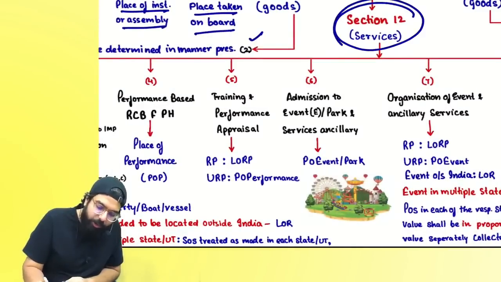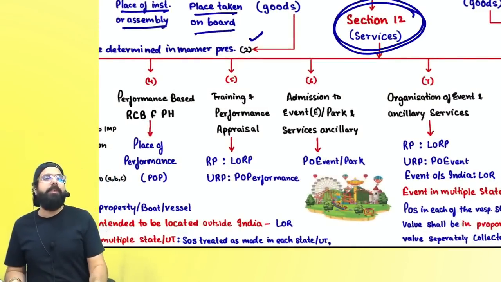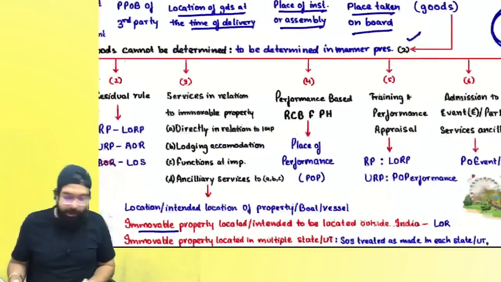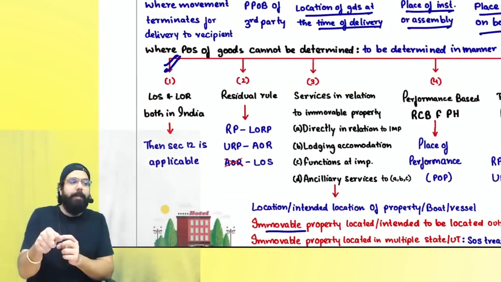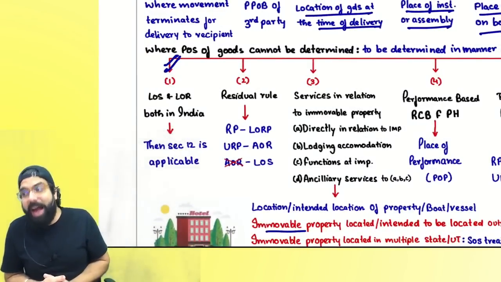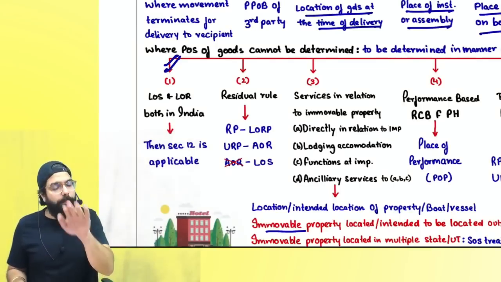Then we have section number 12, which talks about place of supply in case of services. Now, section number 12 is only applicable. Section number 12(1) says section number 12 is applicable whenever location of supplier and location of recipient both are in India.